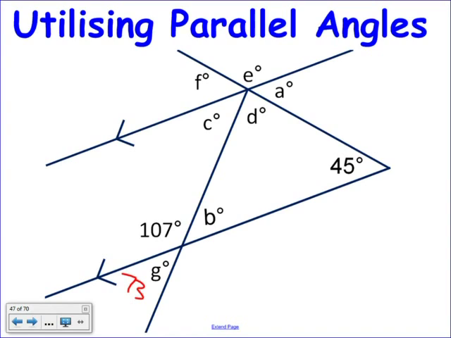Fantastic. So now we can start looking at triangles. James, I've now got a triangle. What do the angles in a triangle add up to? 180. So if I know that's 73, 73, 108.